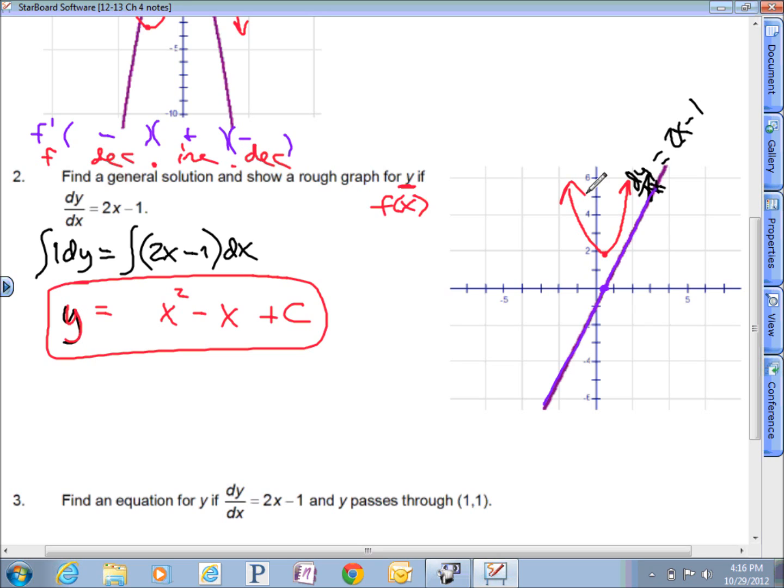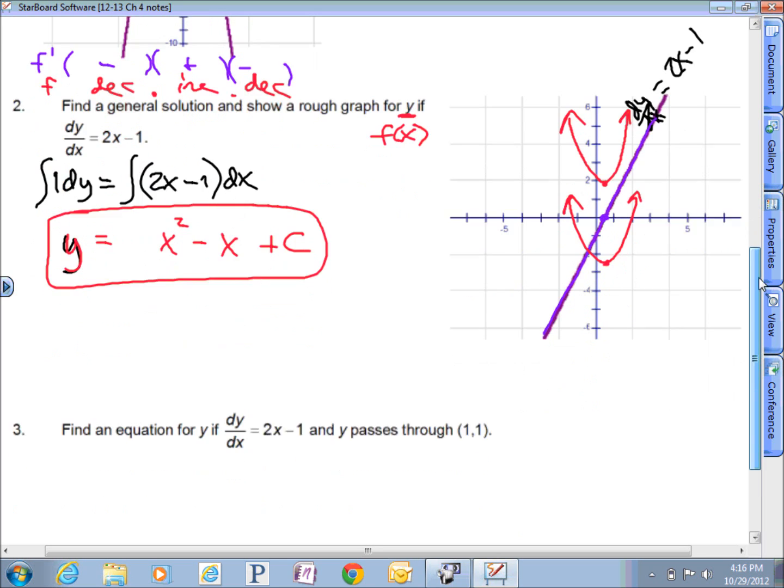Is that the only place I could put it? Well, I could put it a lot of different places. I could put my minimum here as long as that minimum happened at the proper x value. Okay, so let's scroll down a little bit further.